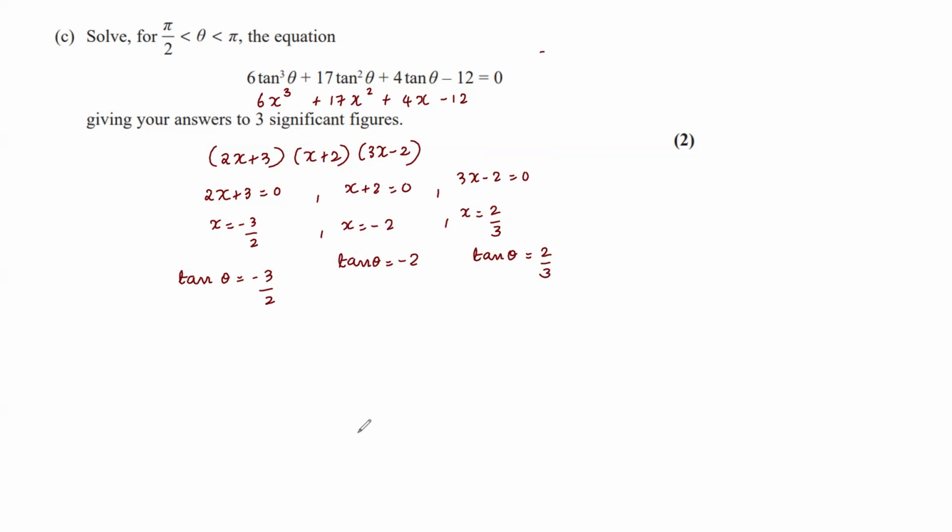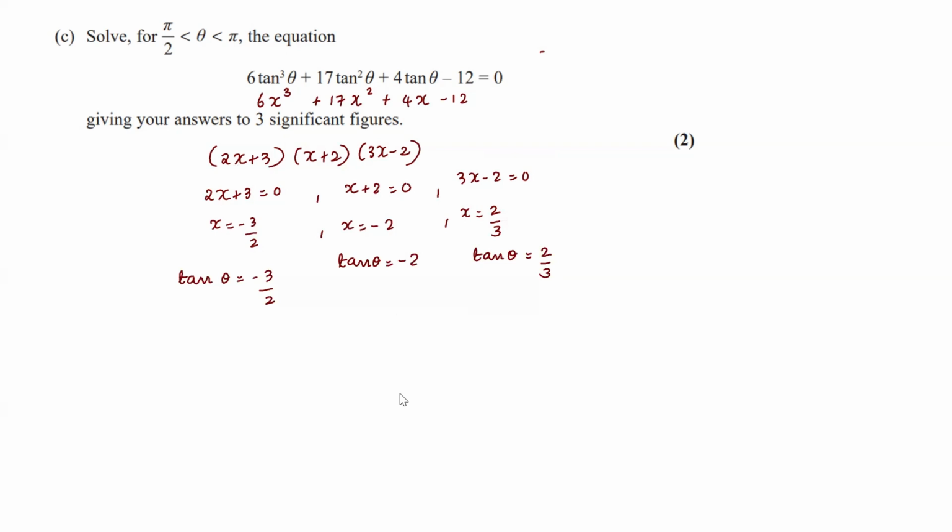We need to use the CAST diagram here to find the values. Make sure that your calculator is in the radians mode because it's given pi by 2 to pi. Pi by 2 to pi, basically this is the second quadrant. Pi by 2 is 90 and pi is 180. So 90 to 180 means this is in the second quadrant.